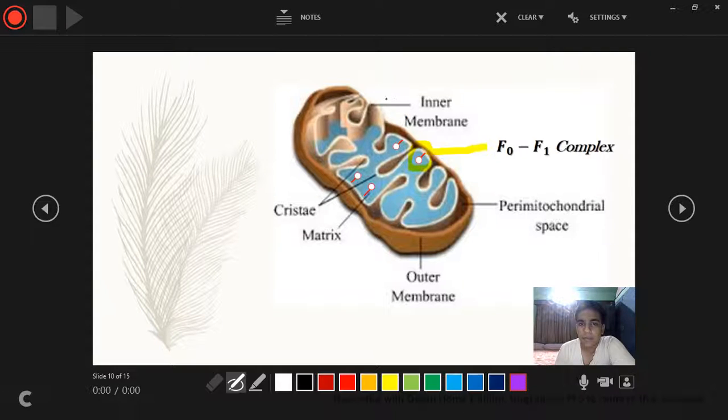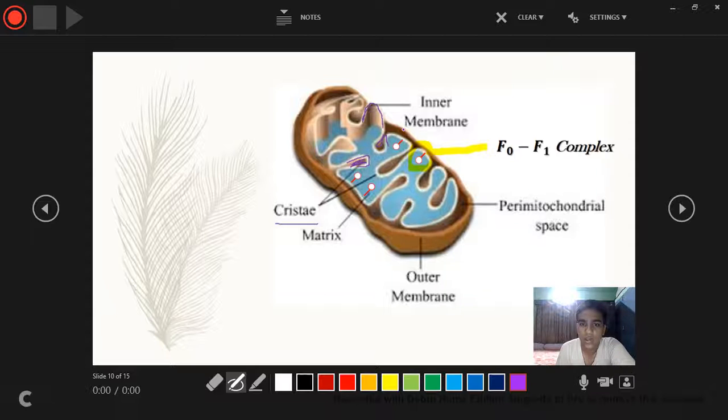Inner membrane. This is the inner membrane. You can see these structures, and cristae are the folds. These folds are called cristae, and these are present in the inner membrane.